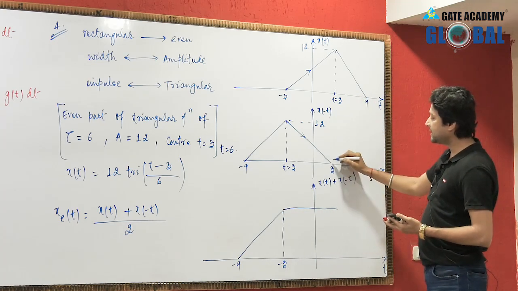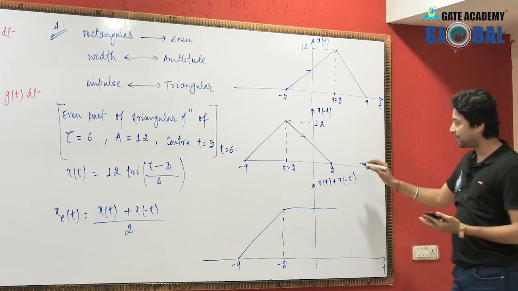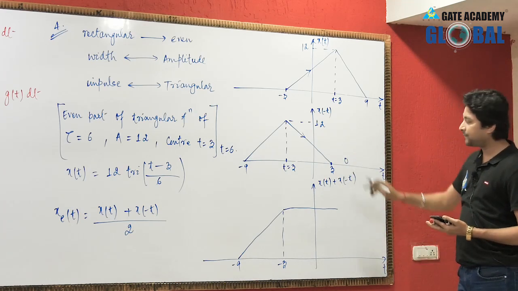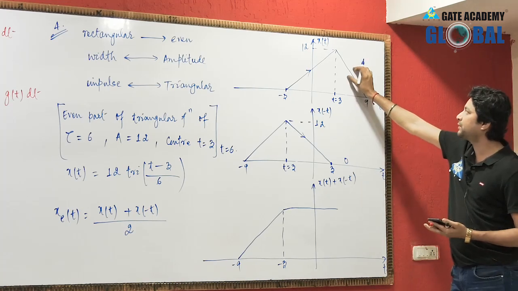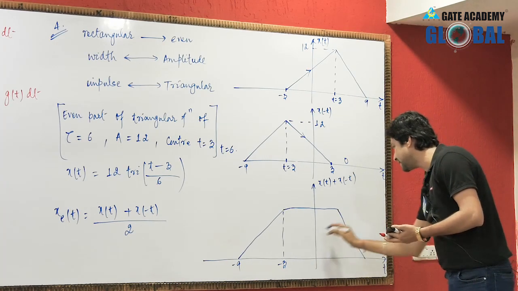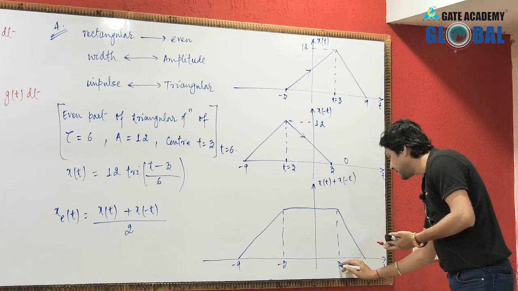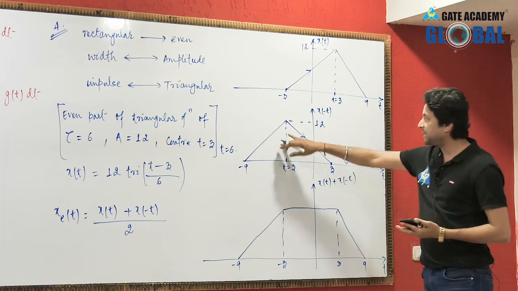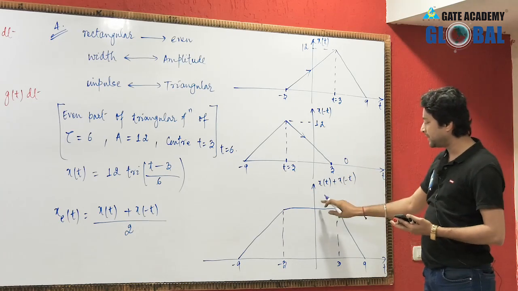After plus 3, this signal ends and the value of this signal is 0. Therefore, the addition of these two signals will give you this straight line only. So the value will be like this. This point is minus 3, this point is plus 3 and this point is 9. If you simply add up these two values, what will be the value here?